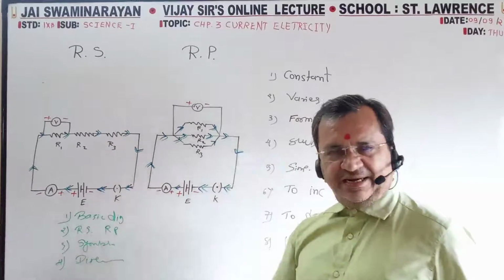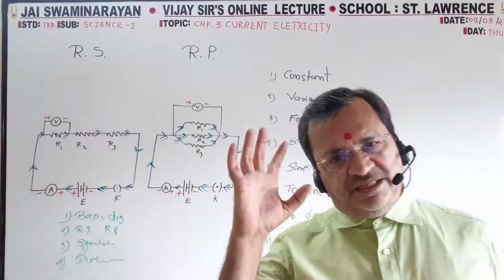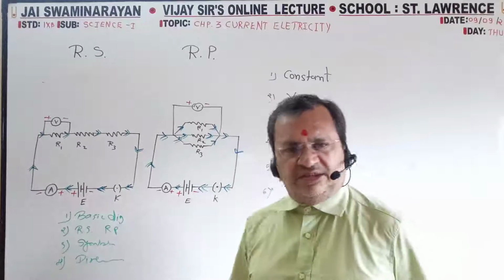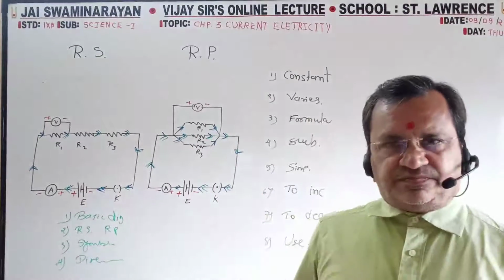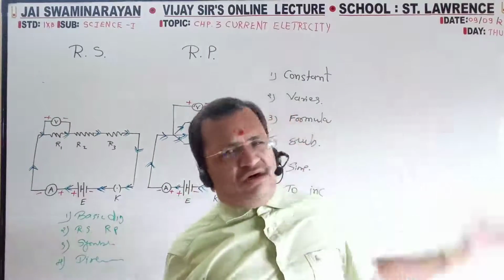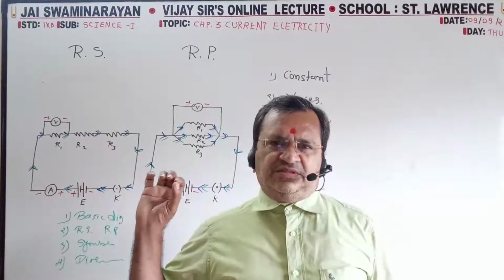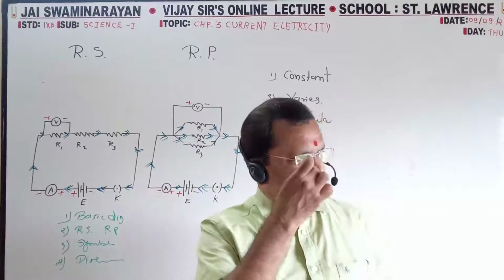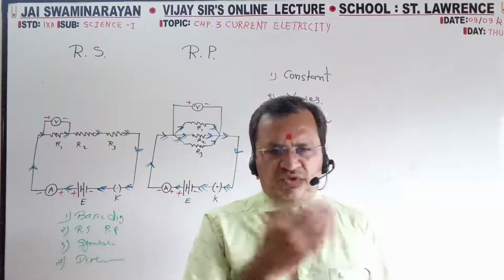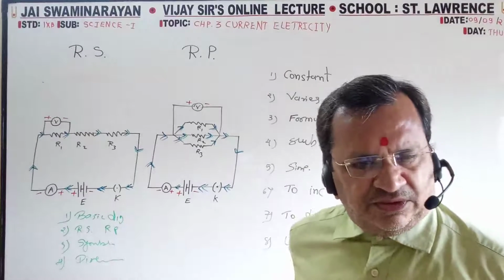First the basic diagram, then show resistance in series and parallel, then show the symbol, then show the direction. See, if your diagram is correct, now all these things will be correct. Very easily you can judge the answer of this. Okay.